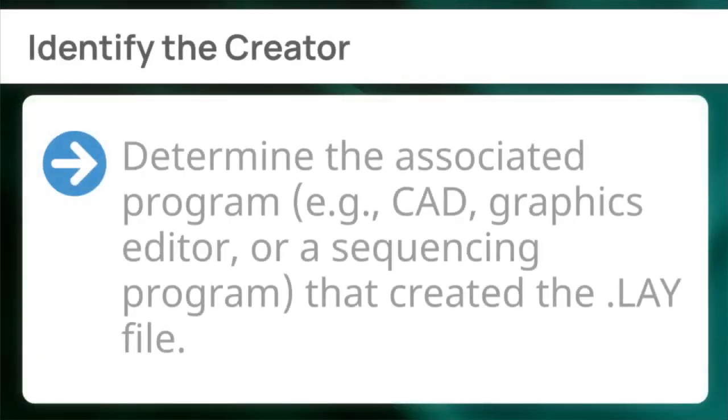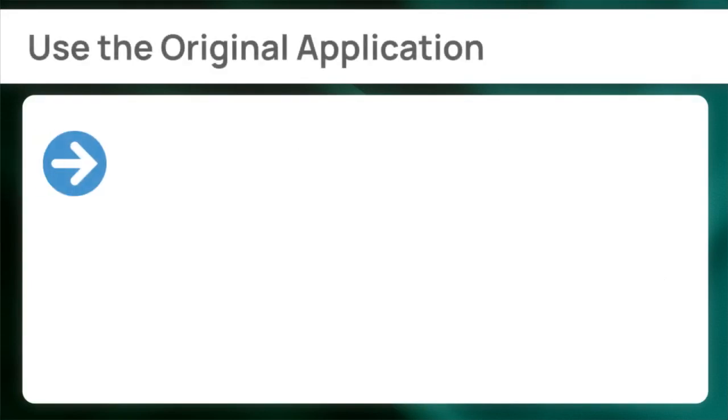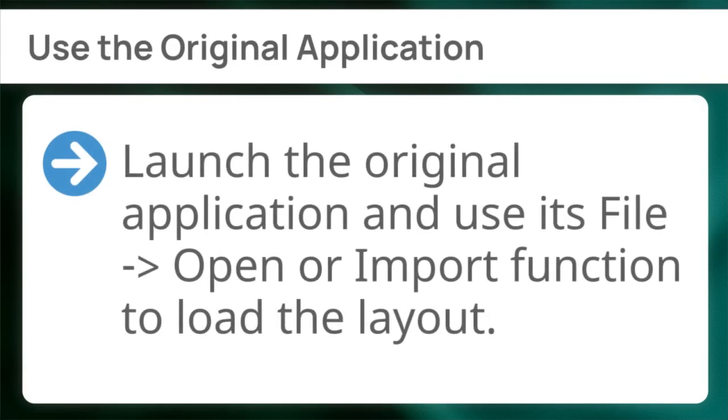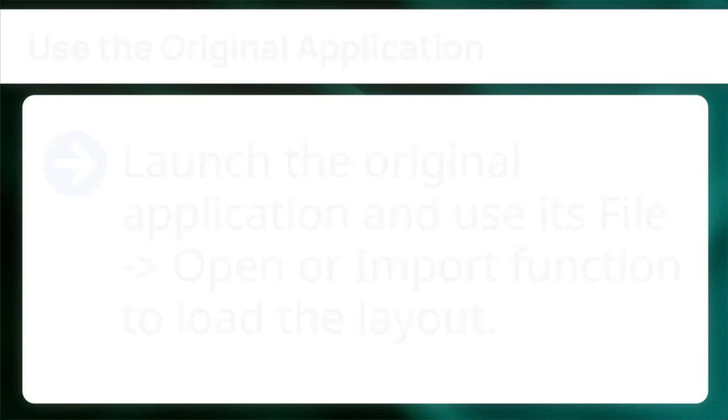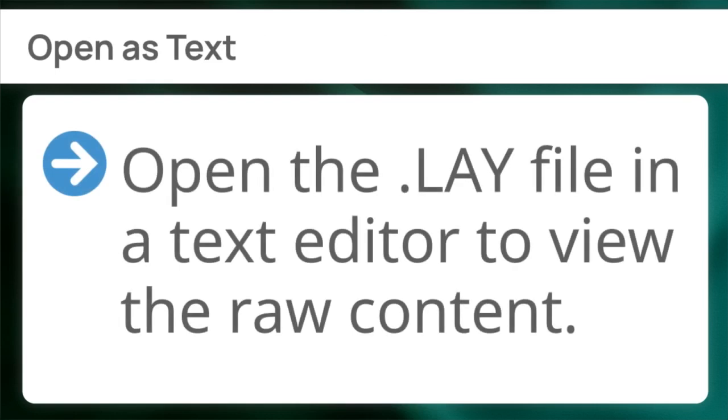First, identify the creator. Determine the associated program, e.g. CAD, graphics editor, or a sequencing program, that created the LAY file. Next, use the original application. Launch the original application and use its file open or import function to load the layout. Finally, open as text. Open the LAY file in a text editor to view the raw content.